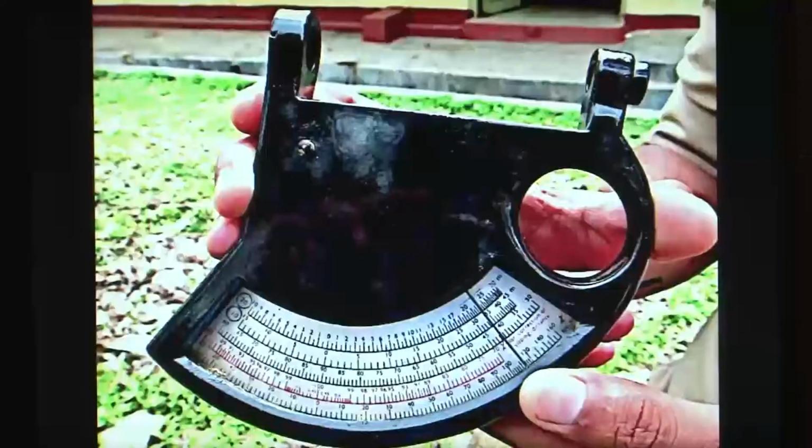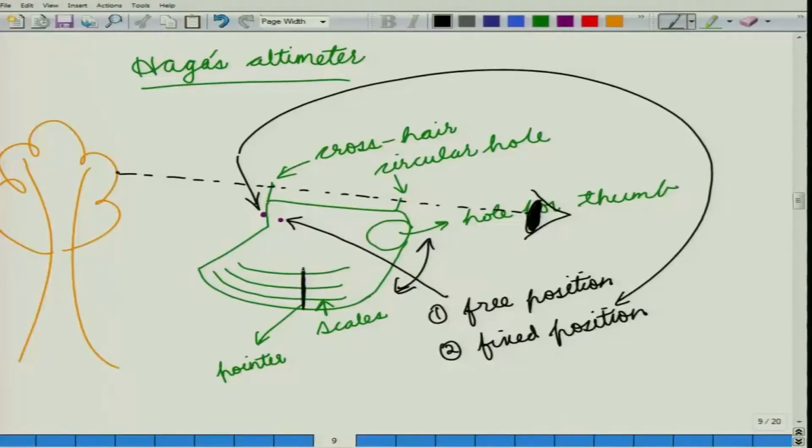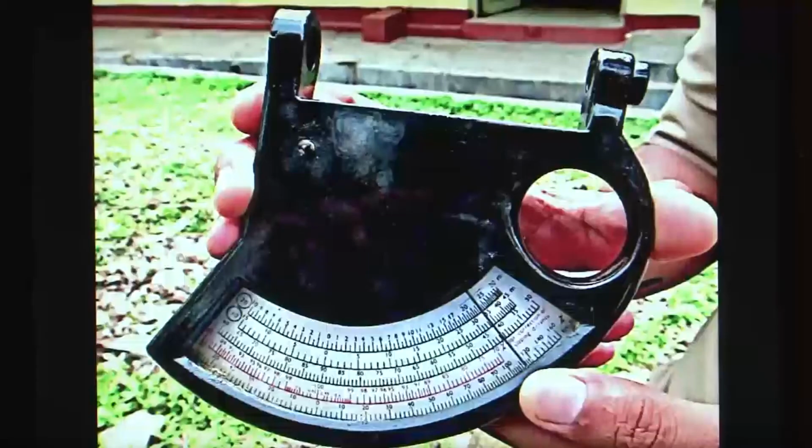Coming back to the slide, to the tablet. Here, if this pointer were put into the free position, it would become vertical. Once it has become vertical, you press this button and it will become fixed, and then you can take the measurements using these scales. Now, why are there multiple scales here? Let us first look at some slides.